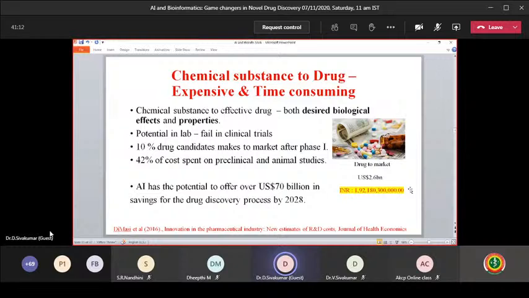Still, the pharmaceutical industries are making money out of it. You can imagine why they are spending so much money. But if they are able to reduce the amount they spend, and also reduce the time, it will benefit the company as well as the people, because the drug can be available to patients at a lower cost, right? Because this cost is borne by the patients only. So AI, artificial intelligence, has the potential to offer major savings for the drug discovery process by 2028. It's a prediction.